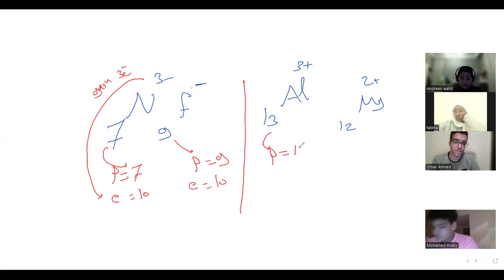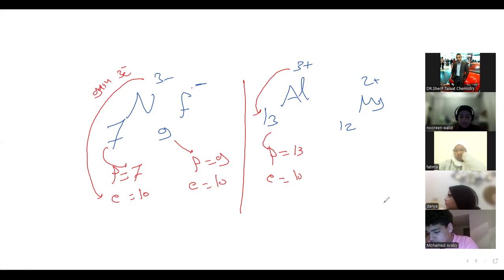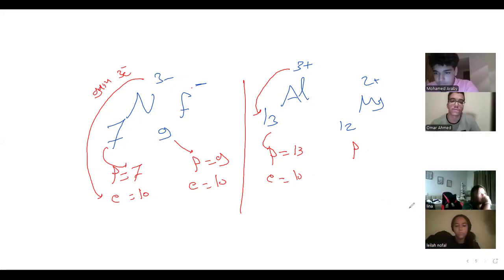Omar, protons equal 13. Electrons equal, Noreen, electrons equal, losing 3, 10. And Mg, protons, Malak: protons equal 12, and electrons equal 10.